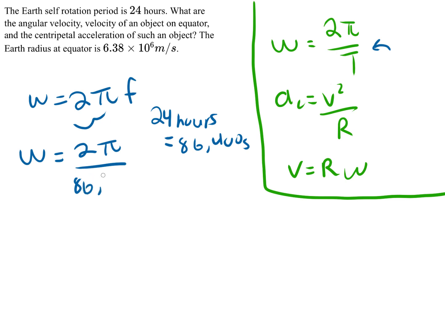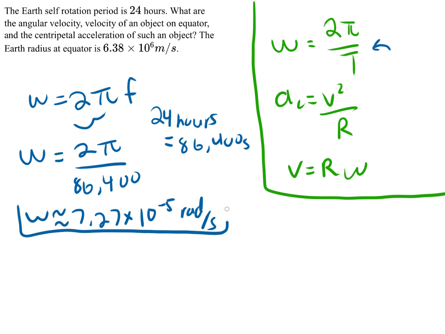So 2 pi over 86,400 seconds. Now if you compute this, the angular velocity should be about 7.27 times 10 to the minus 5 radians per second. And that answers the first part of the question.